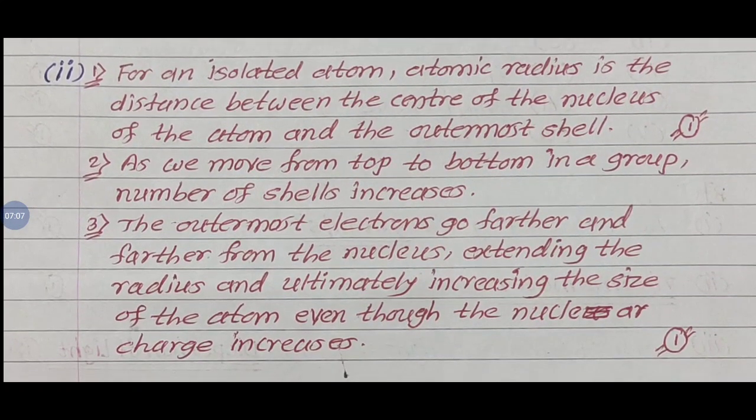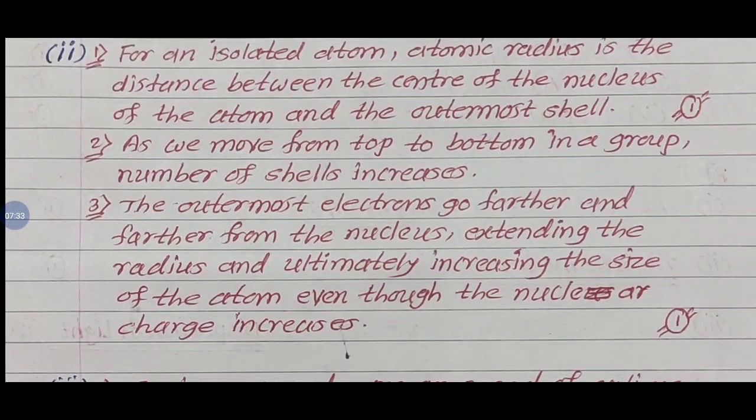for each answer. Second, for an isolated atom, atomic radius: you write the definition of atomic radius, so you are getting 1 mark. Atomic radius is the distance between the center of the nucleus of the atom and the outermost shell. Second and third point you merge. As we move from top to bottom in a group, number of shells increases, so the outermost electron goes further and further from the nucleus, extending the radius and ultimately increasing the size of the atom, even though the nuclear charge increases. All are getting? So as per these points, you are getting the 2 marks.